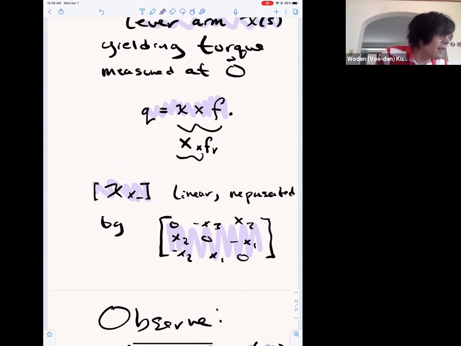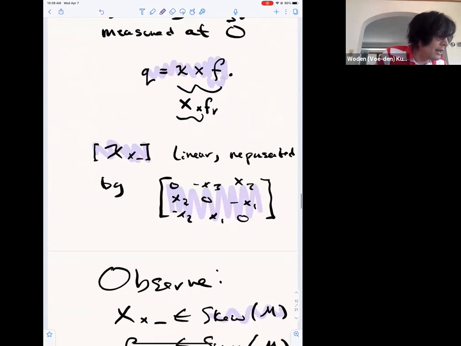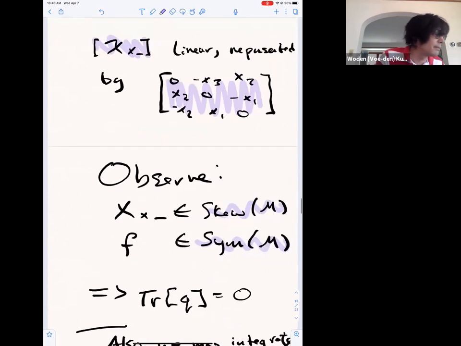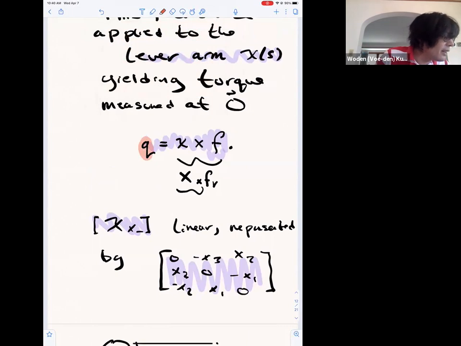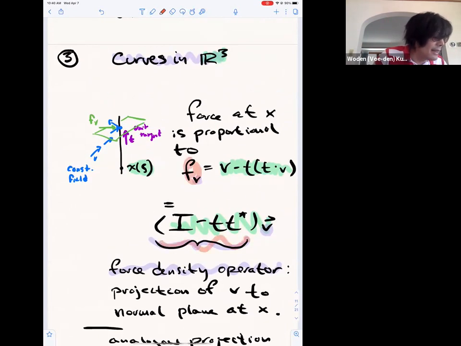You've got this other linear operator here. F itself is a linear operator, and it's related to projection, so it's actually in the symmetric matrices. So what we have here is a composition of a skew matrix and a symmetric matrix, and that's our torque operator. Q here is the composition of the operator x cross with the operator f. Remember, our operator f is this guy here.